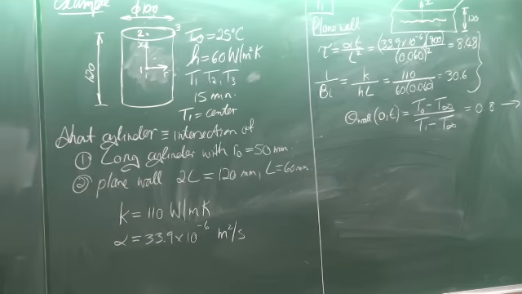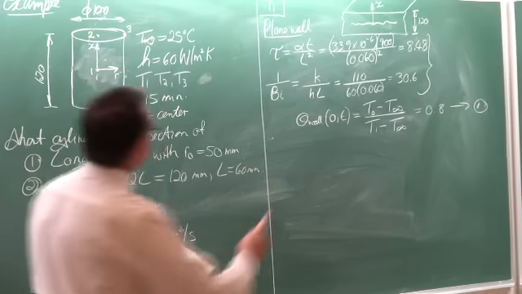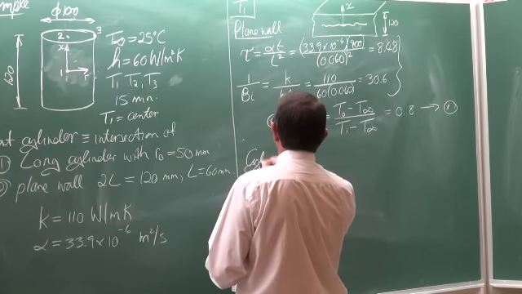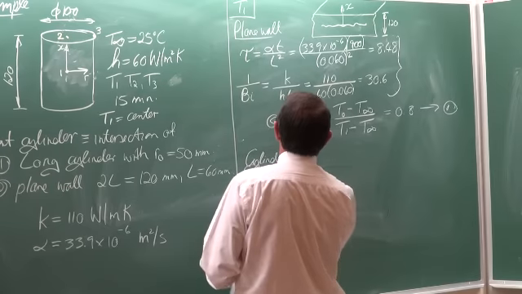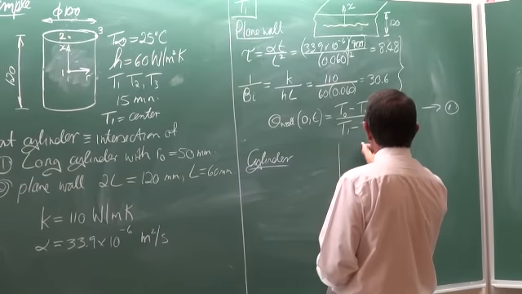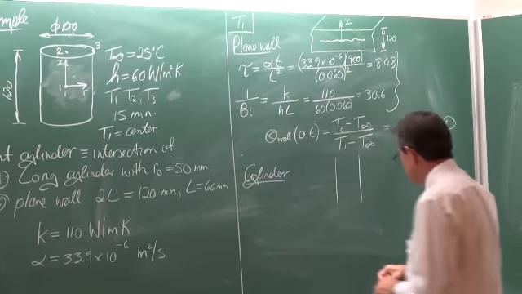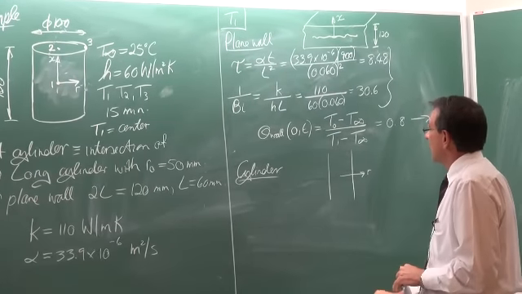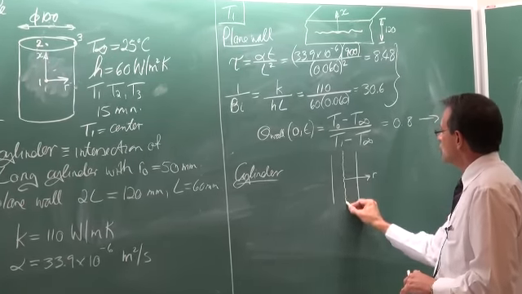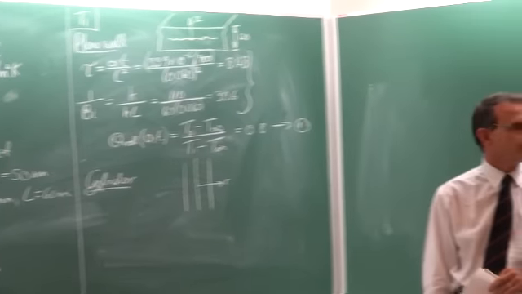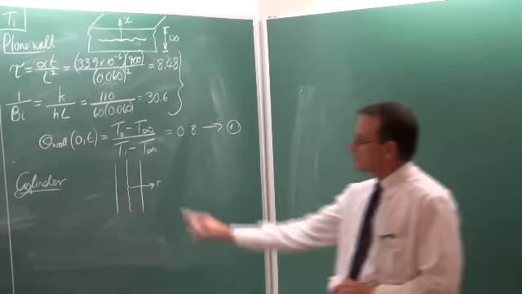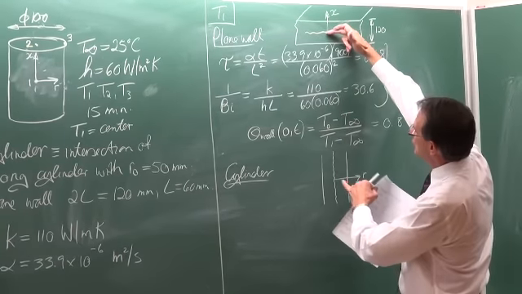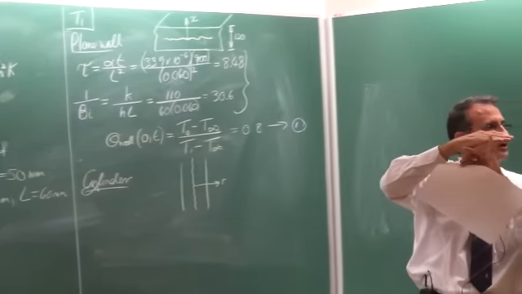Okay, so now we've got the temperature at the center. Let's look at the cylinder. There's the cylinder, and that is R, and for the cylinder we need the temperature on that line. Because the temperature at point 1 is going to be the intersection of that solution and that solution, to give us point number 1.